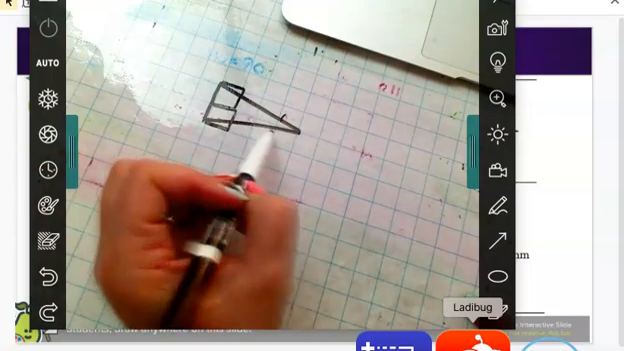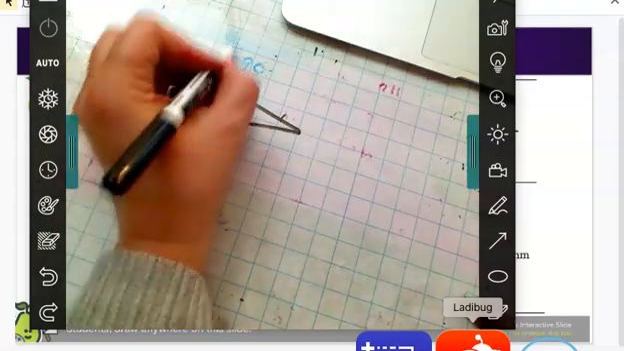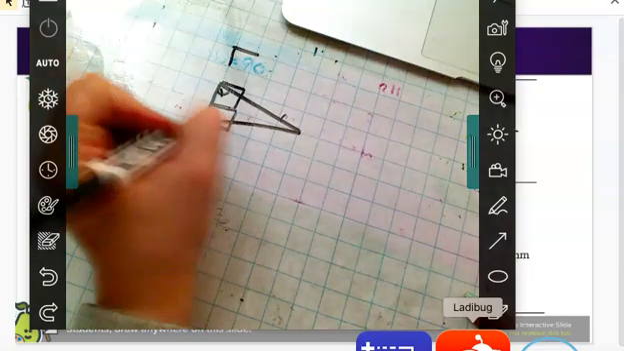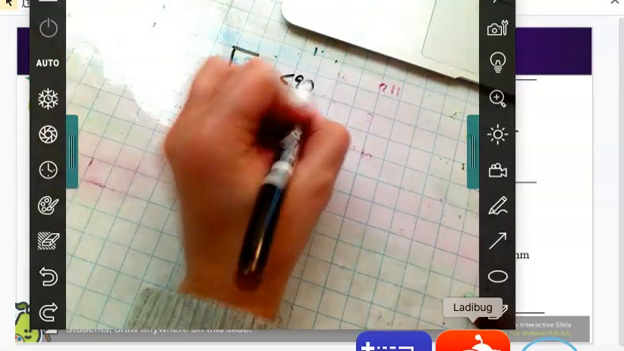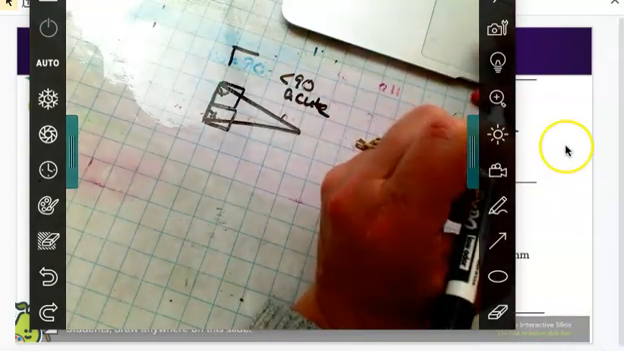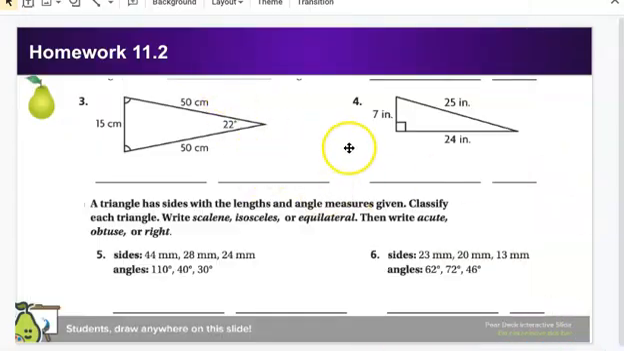So this one, all of the measurements of these angles are less than 90. So these are all acute angles. So this is an acute triangle that we had. All right, now let's take a look at the sides. Oh yeah, we already knew it was isosceles.